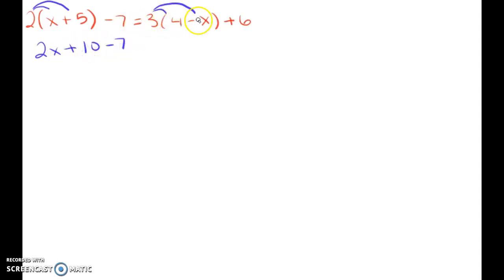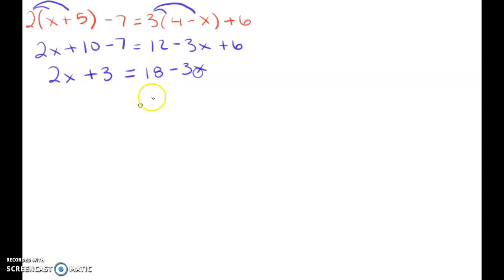And we're going to do the same thing with the 3 on this side. So we're going to multiply it by the 4 and x. So we're going to get equals 12 minus 3x and plus 6. So now what we're going to want to do is combine the constants. So we're just going to get 2x plus 3, and do the same thing on the other side. And now we're going to get 18 minus 3x.